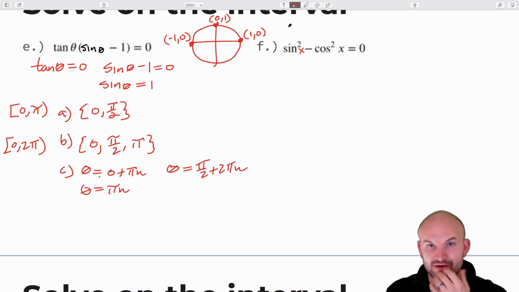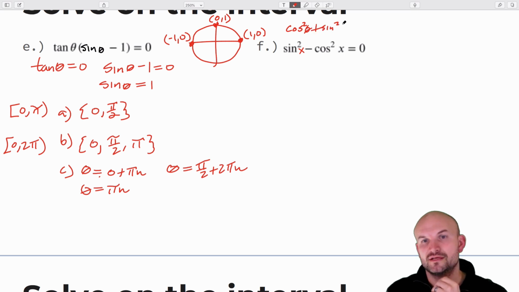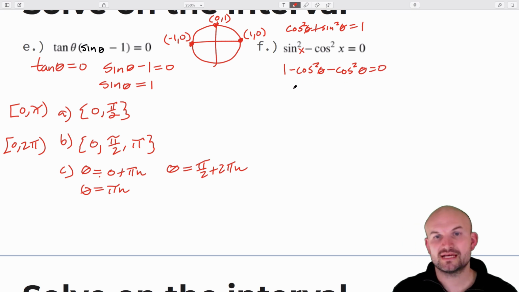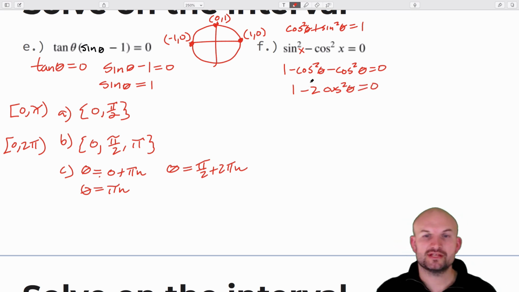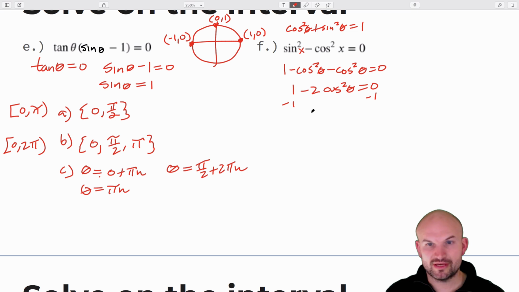So using my Pythagorean identities, cosine squared of theta plus sine squared of theta equals 1, I can rewrite sine squared as 1 minus cosine squared of theta, minus cosine squared of theta equals 0. So by doing this, I now obtain 1 minus 2 cosine squared of theta equals 0. So now I can subtract a 1, and then I can divide by -2. So let's just do this step by step.